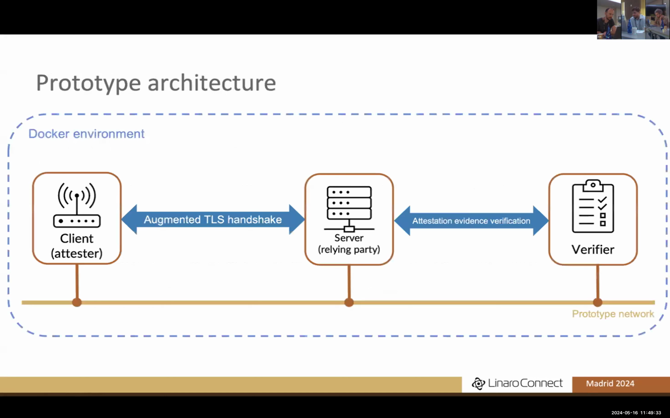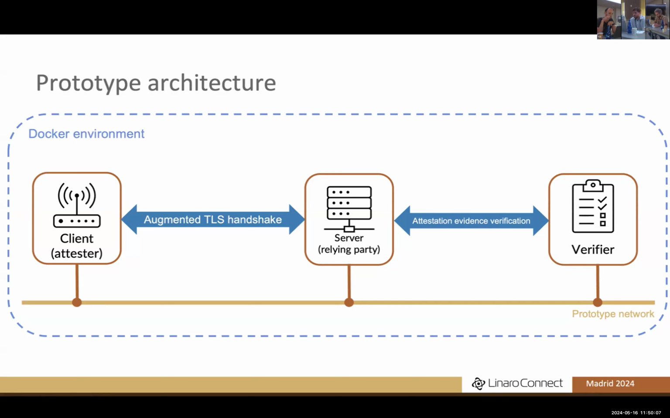And that case is presented here. So we have essentially a Docker environment where we simulate all this, so everything runs on one machine. And in that environment, you have a client, server, and the verifier. The client is, in our case, the attester, and the server, the relying party. And we're doing background checks. So the server talks with the verifier to actually check that the client has provided good evidence. They're all connected over a prototype network.